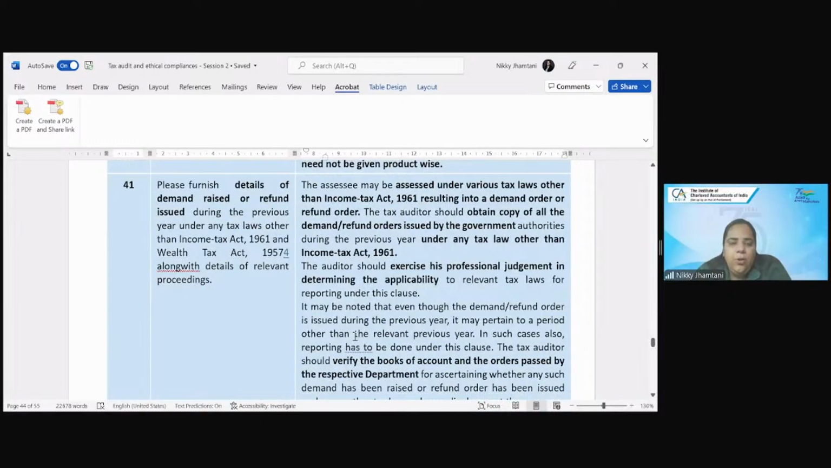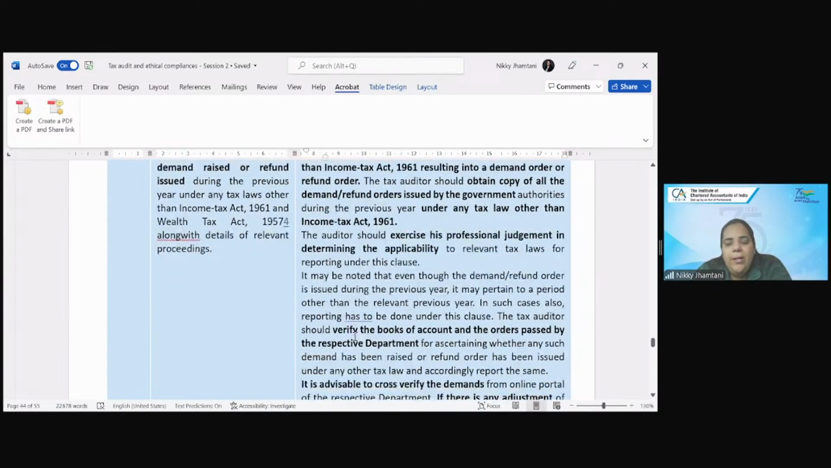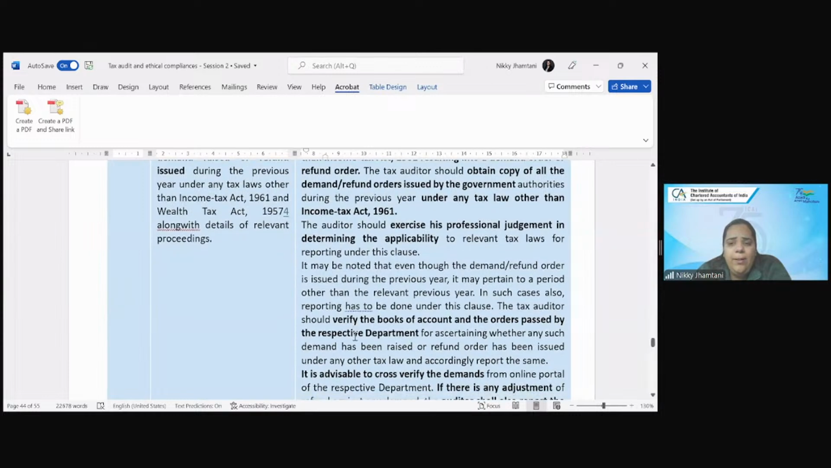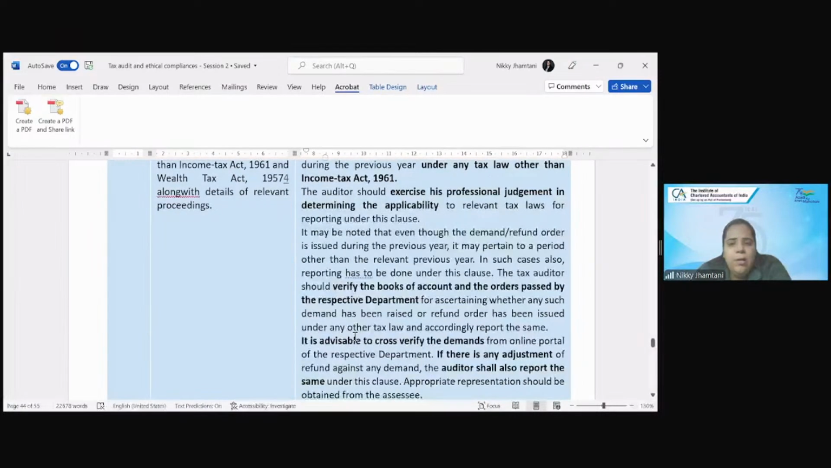Then clause 41 deals with details of demand raised or refund issued during the previous year under any tax laws other than the Income Tax Act and Wealth Tax Act, along with details of relevant proceedings. So the assessee's assessment should also be under other laws. So for all those laws, the tax auditor should obtain a copy of all the demand and refund orders issued by the government authorities during the previous year under any tax law other than the Income Tax Act. The auditor should exercise his professional judgment in determining the applicability to relevant tax laws for reporting under this clause.